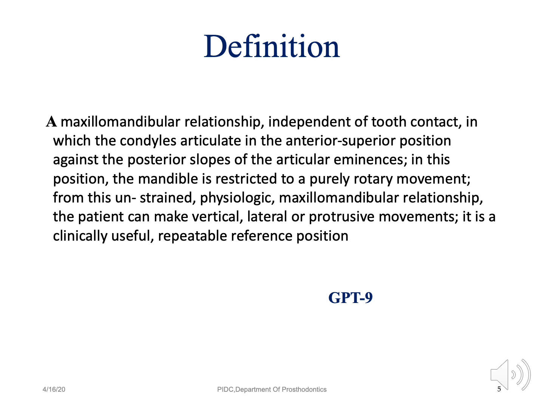So a maxillomandibular relationship independent of tooth contact in which the condyles articulate in an anterior superior position. That means when the condyles are in a certain position in the glenoid fossa, that position is anterior superior, and the relationship you see between the maxilla and mandible is centric. This has nothing to do with your tooth contact. As I am repeating again and again, please remember centric relation has nothing to do with your tooth contact.